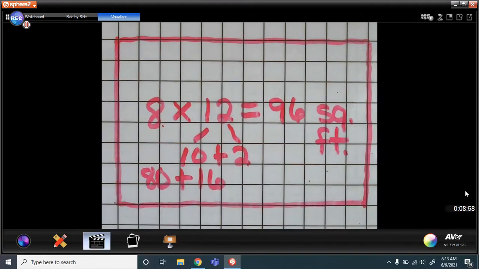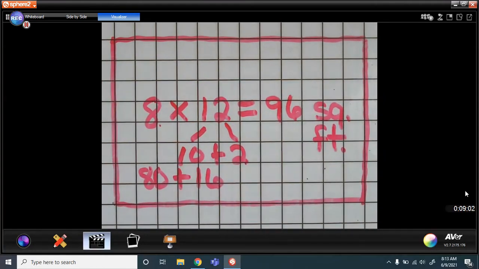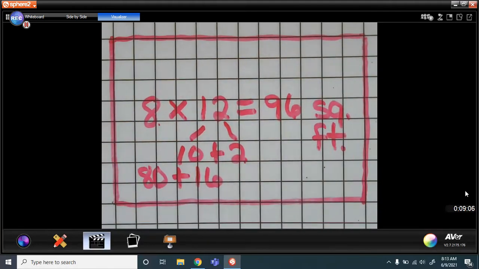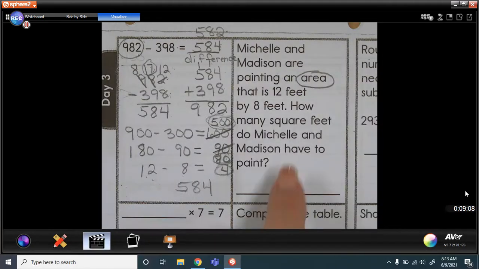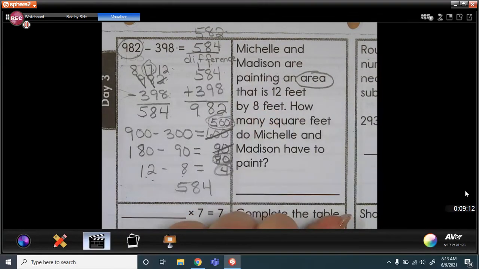Okay? So, Madison and Michelle are going to be painting 96 square feet of an area, and it doesn't say of a wall, but I would assume maybe it's a wall, or maybe it's the floor. Who knows, I guess.